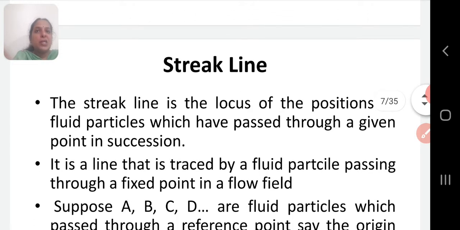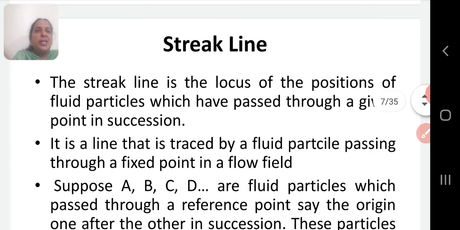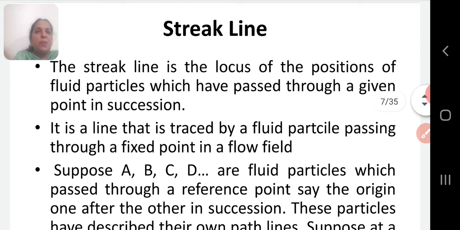Next is the streak line. What is a streak line? It is a locus of the positions of fluid particles which have passed through a given point in succession. In simple terms, we can say that it is a line that is traced by a fluid particle passing through a fixed point in a flow field.